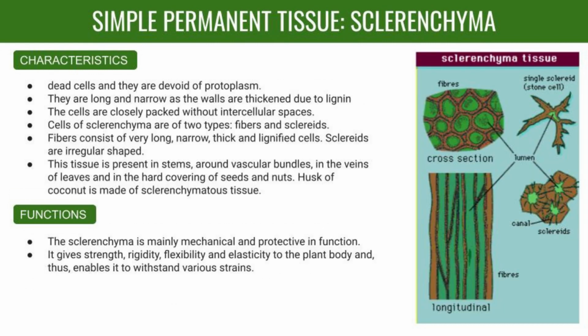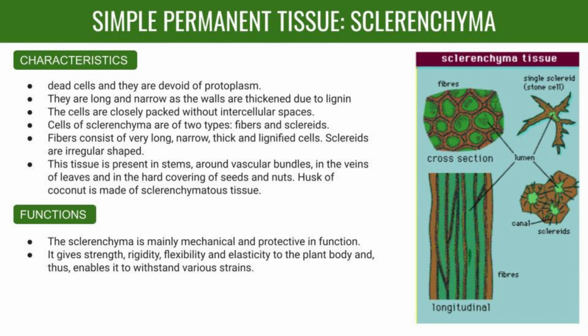Lastly, we have Sclerenchyma tissue. Characteristics. Sclerenchyma cells are dead and devoid of protoplasm. They are long and narrow as the walls are thickened due to lignin. The cells are closely packed without intercellular spaces. Cells of Sclerenchyma are of two types: fibers and sclereids. Fibers consist of very long, narrow, thick, and lignified cells.